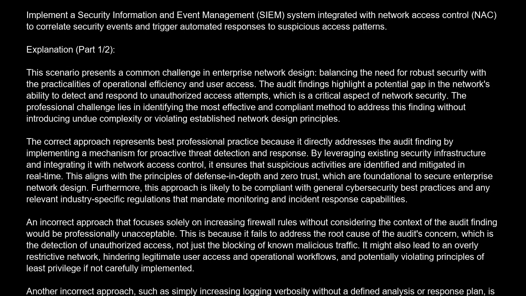The correct answer is B. Implement a security information and event management system integrated with network access control to correlate security events and trigger automated responses to suspicious access patterns.